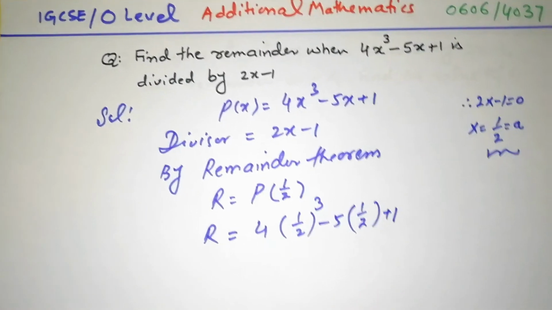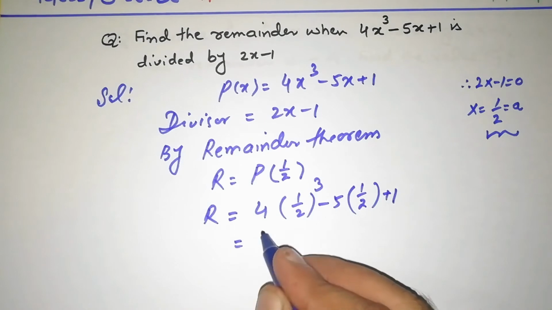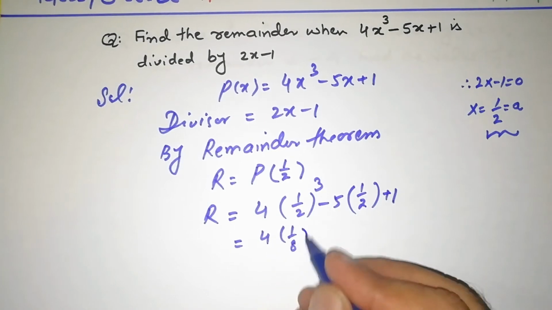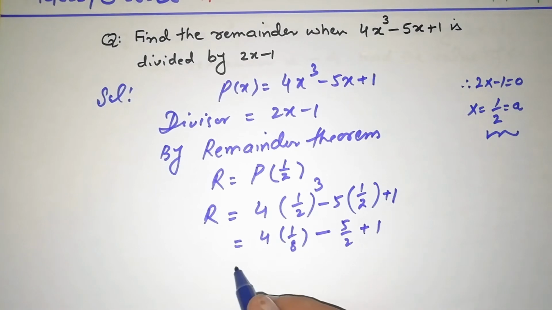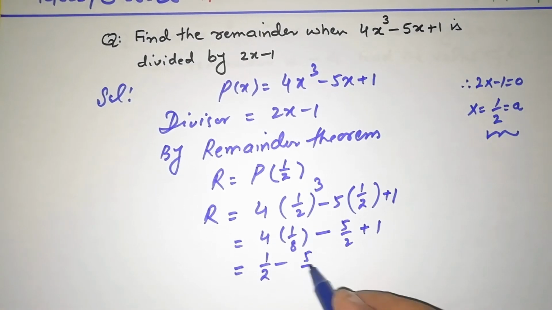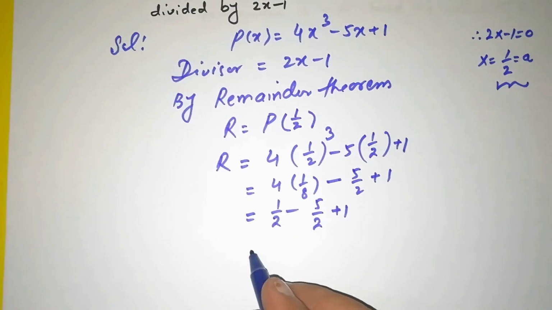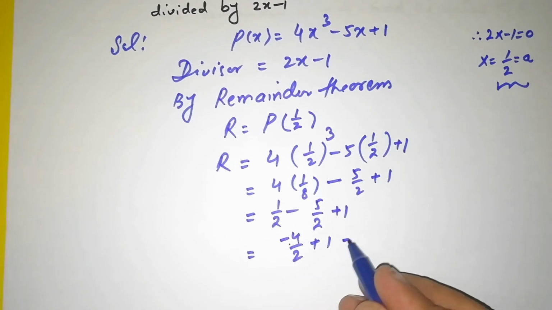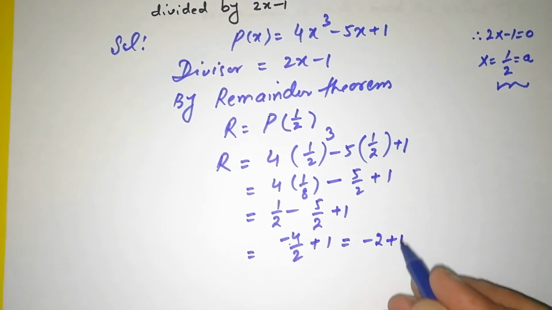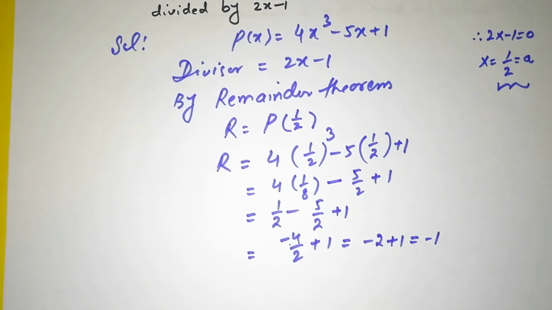Now we simplify this, that is 4 into 1 by 8 minus 5 by 2 plus 1, which gives us 1 by 2 minus 5 by 2 plus 1. Students, now if we simplify this one, minus 4 by 2 plus 1, this gives us minus 2 plus 1, which means minus 1. Therefore the remainder is minus 1.